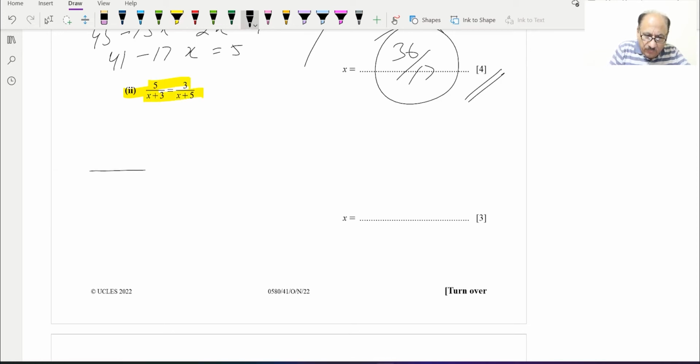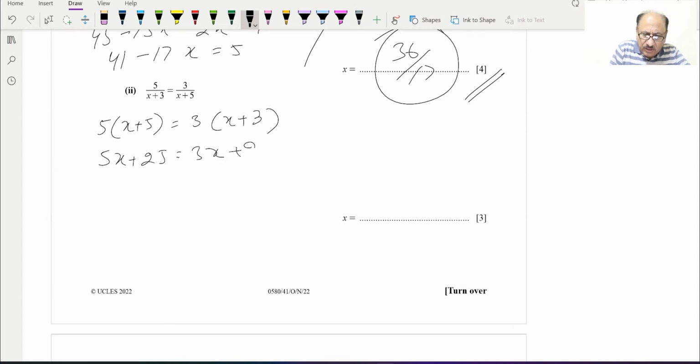So what we'll do, we'll make a line, write these denominators both over here, and x plus 5. Then we'll be multiplying this with this, and write first 5 into x plus 5, and this is basically an equation. So what the easier part is, we can cross multiply. So 5 into x plus 5 is equal to 3 into x plus 3, and then we can open the brackets. 5x plus 25 is equal to 3x plus 9.